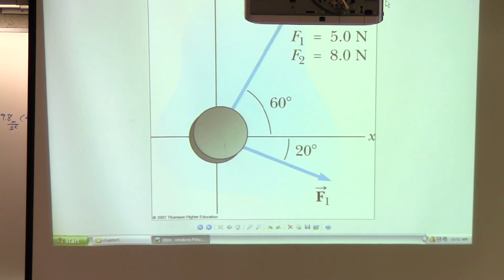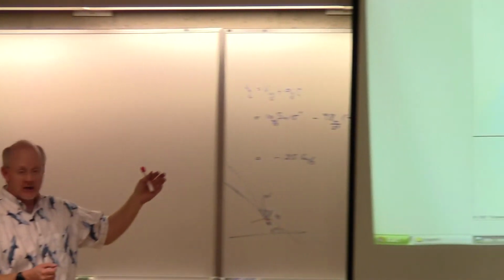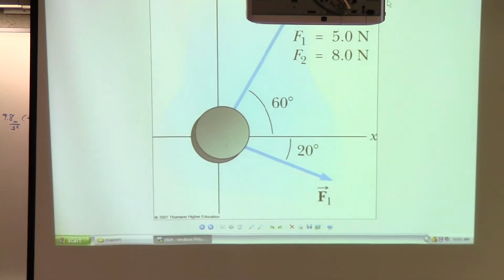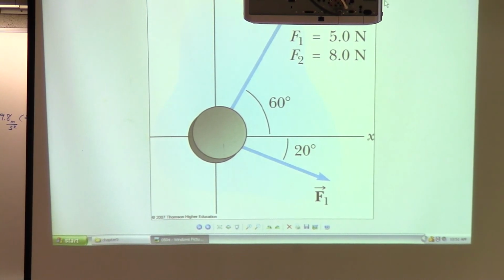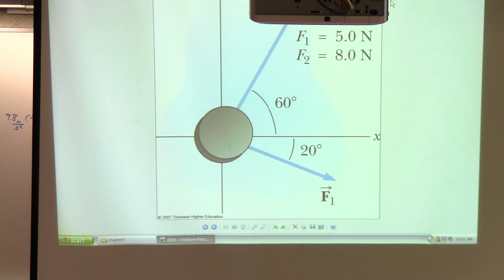Can you do that one? Can you do the same physics in terms of net force, but applying our vectors to it? Shall we give it a try? That'll be a good place to stop. Can I get a net force here? Let's give it a try.